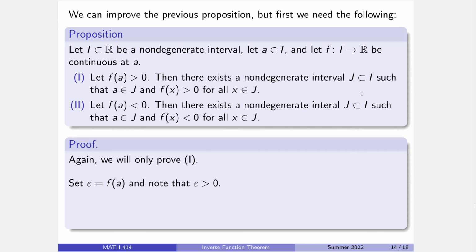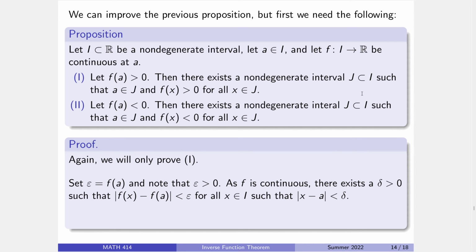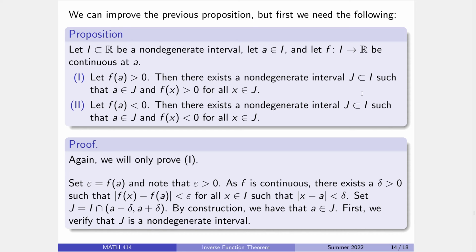All right, so set epsilon equal to f of a. Note, hey, that's positive. I'm continuous, so I get a delta. Nice. Well, I need to create a non-degenerate interval. Let J be I intersected with that delta neighborhood. Note, by construction, a has to live in there. A is in I, and plug a into this formula, and it works.